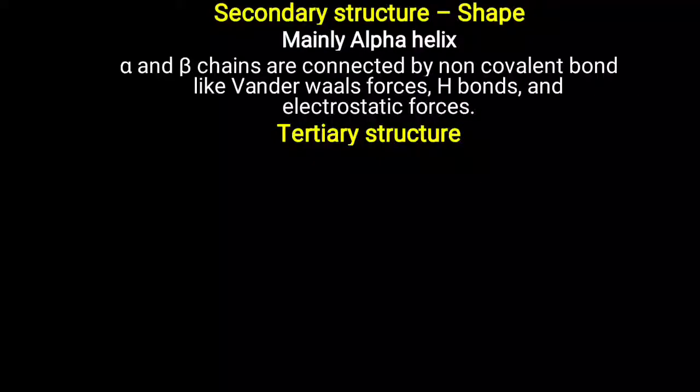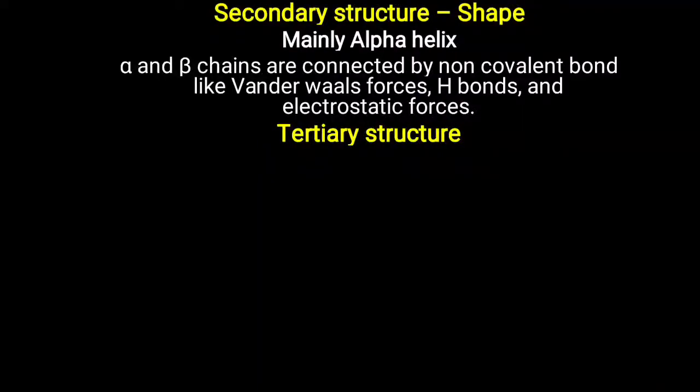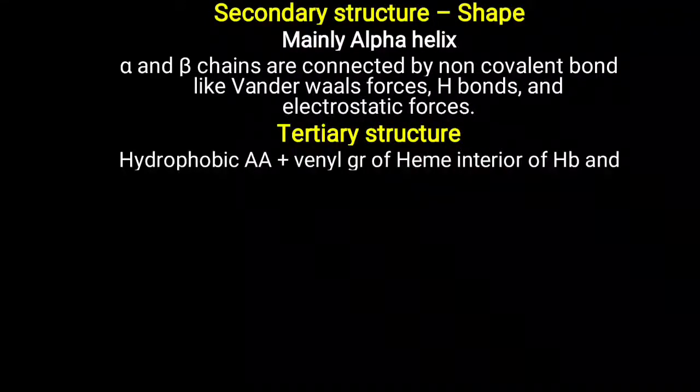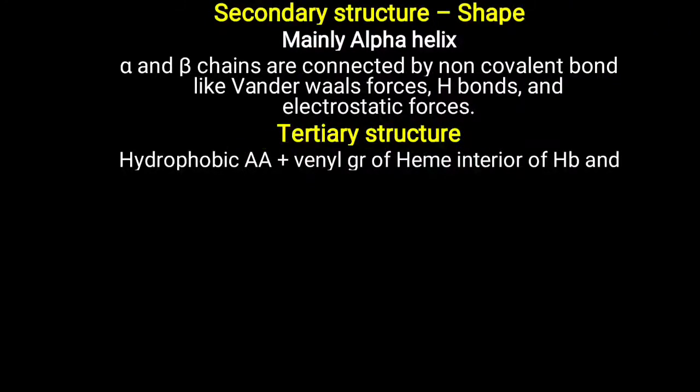Now next is the tertiary structure of hemoglobin. The tertiary structure is very helpful to understand the domain part or functional part of the hemoglobin. In this structure of hemoglobin, hydrophobic amino acids plus the vinyl group of heme will make the interior of the hemoglobin.